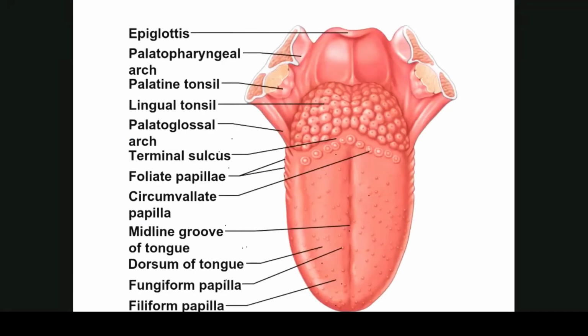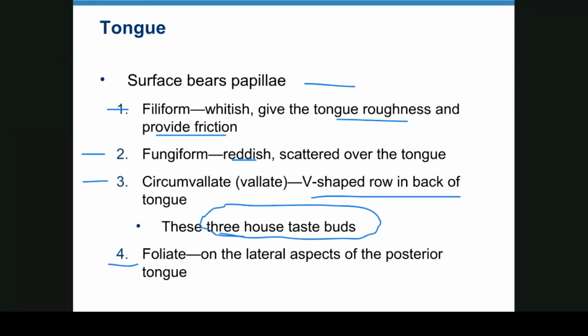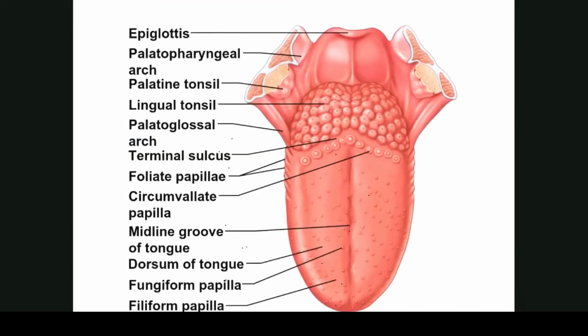Okay, the tongue has your papillae. The filiform provide friction, whitish, give the tongue roughness. Fungiform, reddish, scattered all over the tongue. Circumvallate, V-shaped row in the back of the tongue. And all these three house taste receptors. Foliate are on the lateral aspect of the tongue. So here are circumvallate papillae, our fungiform and filiform are all here. These are foliate papillae here. Really, they used to talk about that you tasted sweet on the tip of your tongue and bitter on the back of your tongue, but that's been disproven.